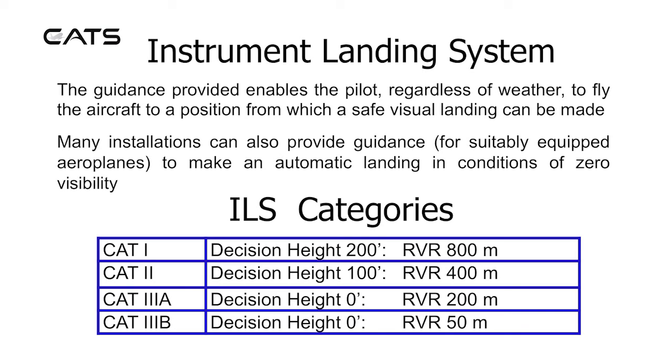Category 1 is a decision height of 200 feet with a runway visual range of 800 metres. Category 2, a decision height of 100 feet with an RVR of 400 metres. Category 3A, decision height 0 feet with an RVR of 200 metres. And Category 3B with a decision height of 0 feet with an RVR of 50 metres.